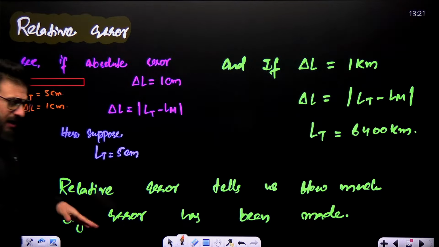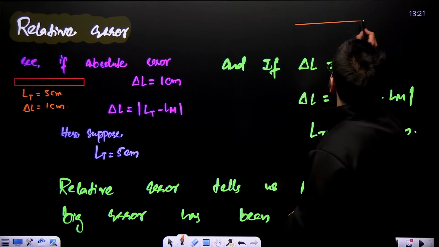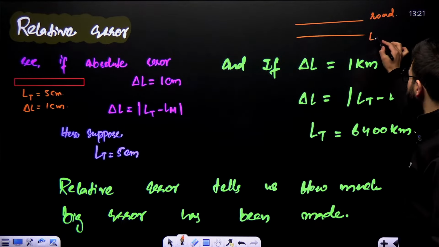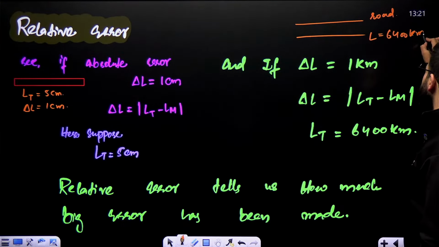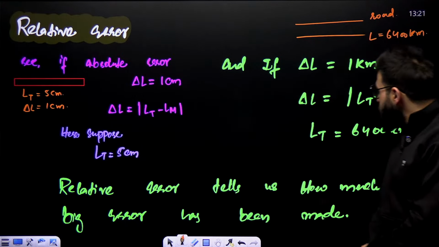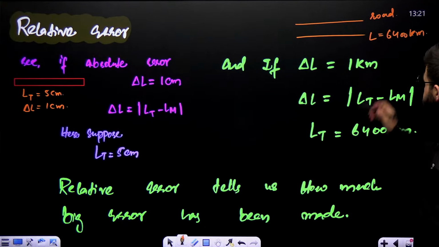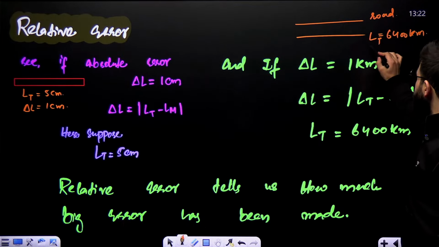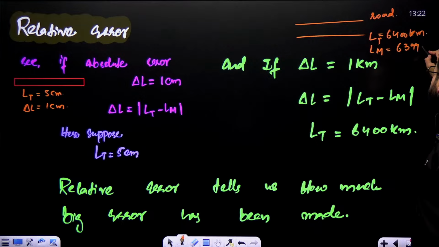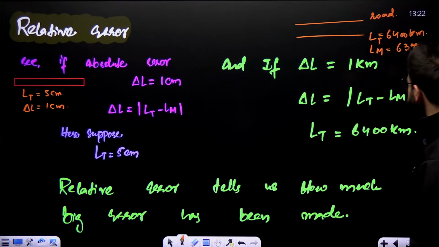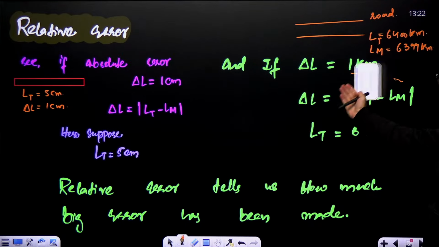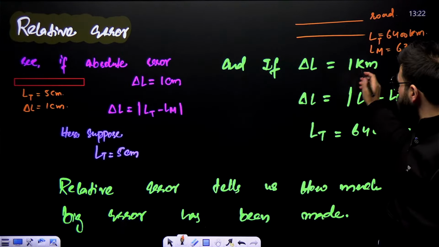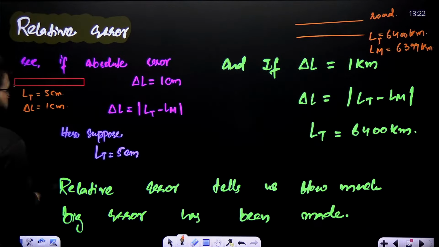Now, guys, let's suppose you have got a road over here. The length of the road in this case is 6,400 kilometers. It's a very long road. You measured the length of the road, this is L true, and L measured came out to be 6399 kilometers. What will be the absolute error in this particular case? 6400 minus 6399, that is 1 kilometer. In this case, the error in measuring the length of the road is 1 kilometer. In the earlier case, the error in measuring the length of the rod is 1 centimeter.